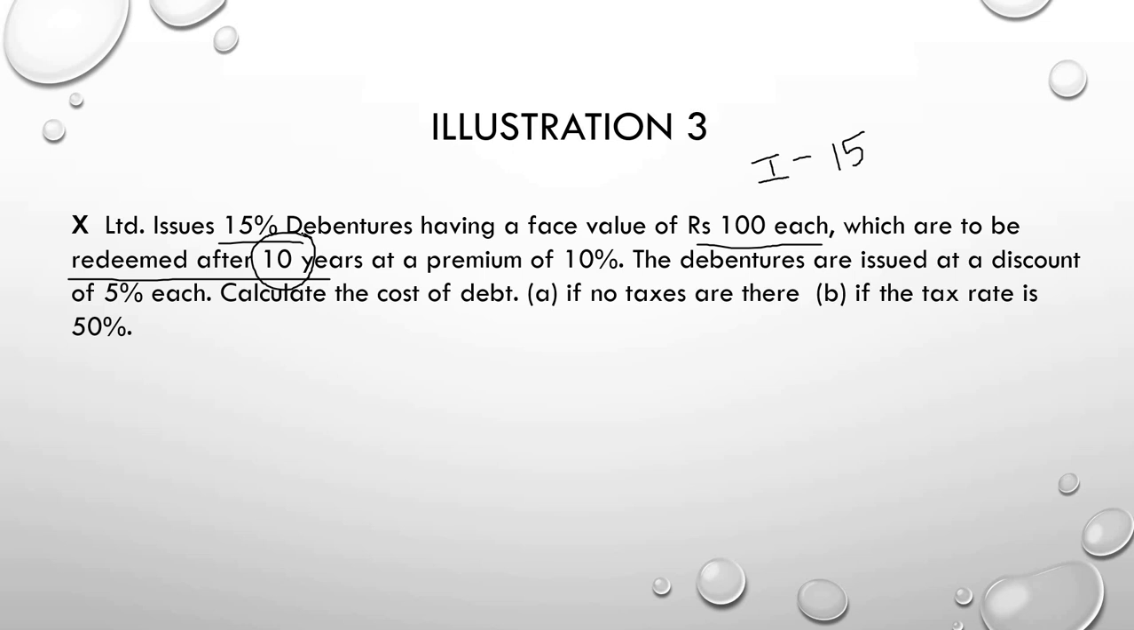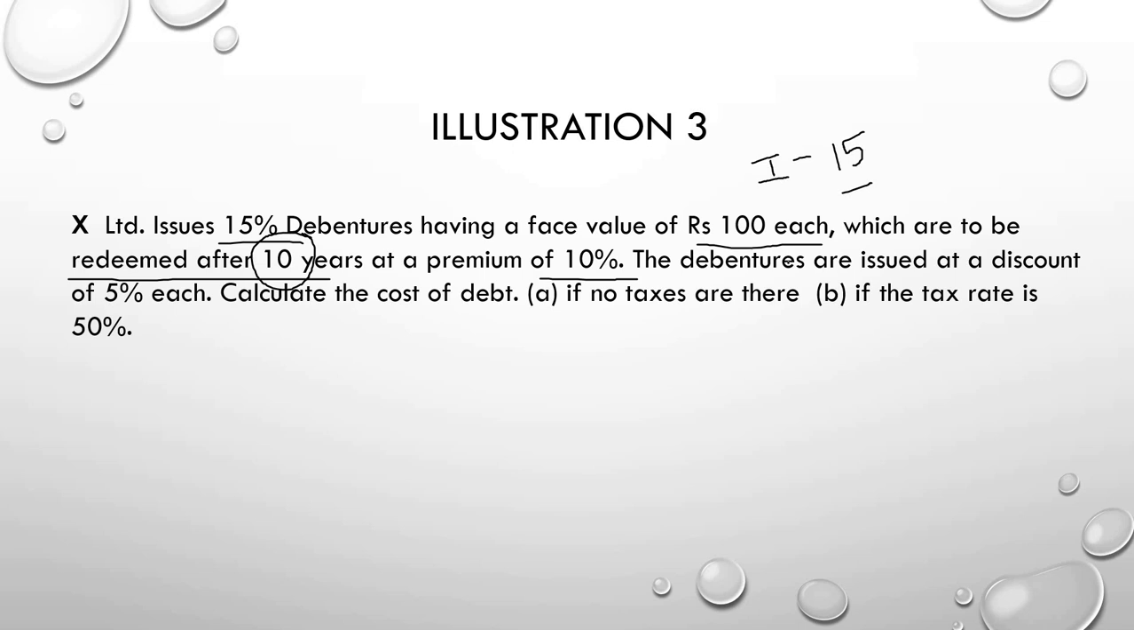Whenever you are doing a redeemable question, remember the things we have discussed. First is your fixed rate of interest, which is 15%. So my interest paid will be rupees 15 every year till 10 years. Second is your redeemable value. Your debentures are redeemed at a premium of 10%. So instead of 100, the company is going to pay 100 plus 10% of 100, which is rupees 10. So your redeemable value will be 110.